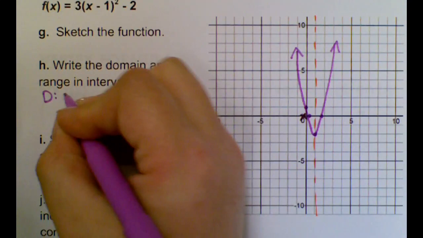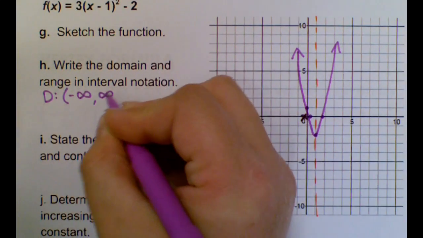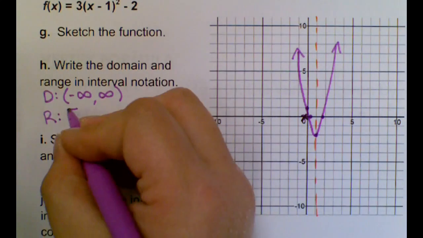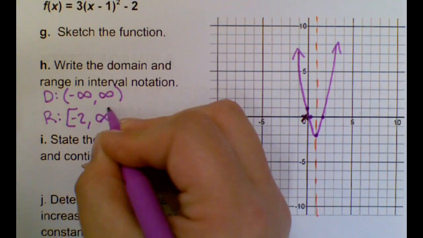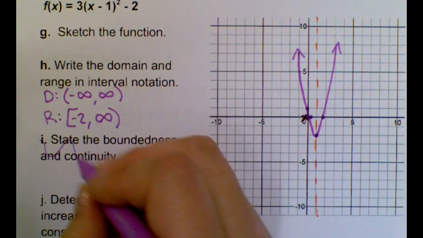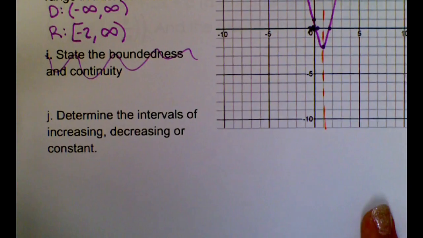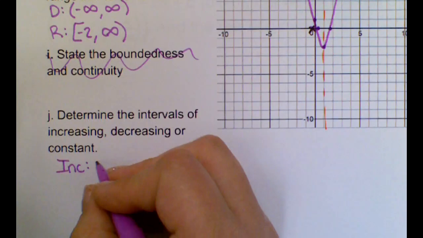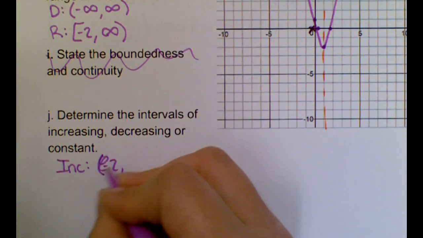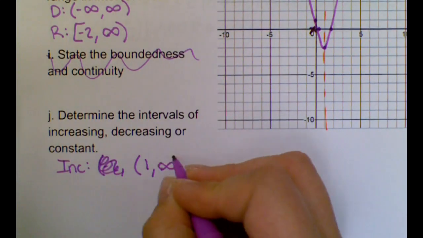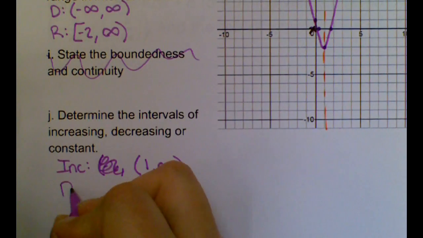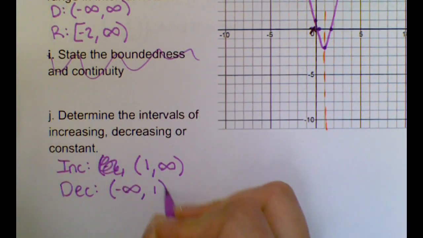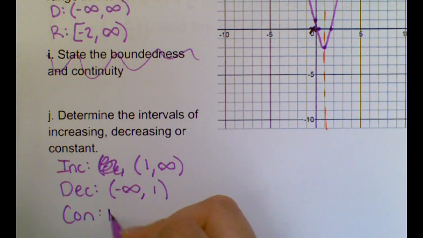All right, domain and range. The domain, always, every quadratic is negative infinity to infinity. The range, the lowest we go here is negative 2, and we do hit negative 2, up to infinity. We don't need boundedness and continuity. Intervals of increasing, decreasing, or constant. It is increasing on the right-hand side of our vertex, so 1 to infinity, because remember we use x values. It is decreasing on the left of my vertex, so negative infinity to 1. And it is constant nowhere.